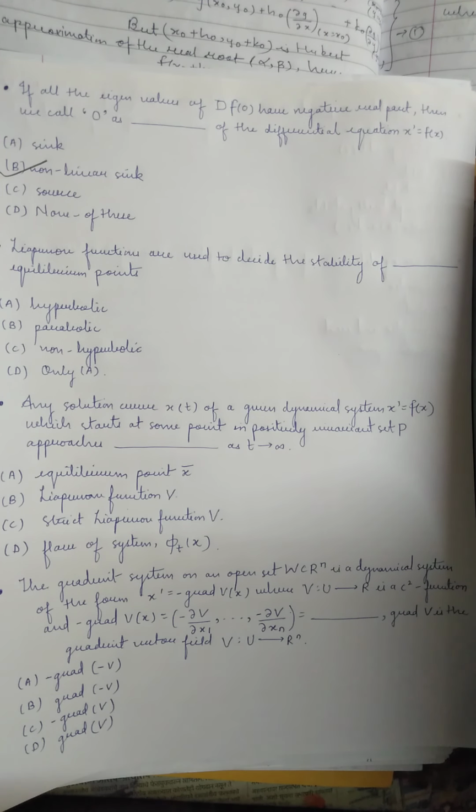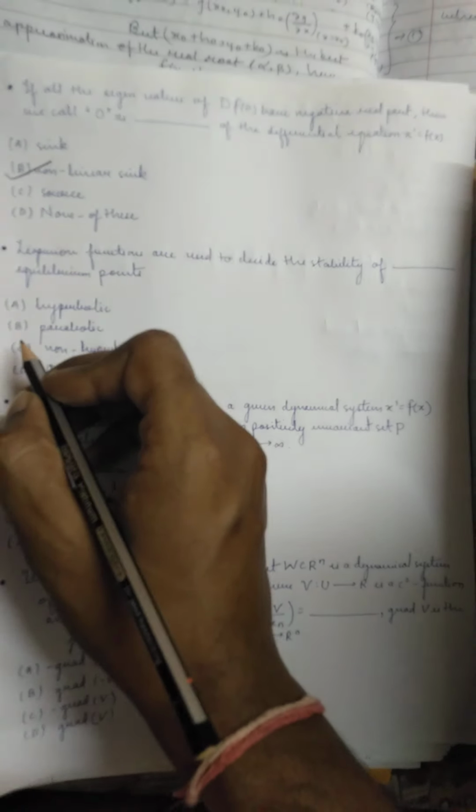Next, Lyapunov functions are used to decide the stability of dash equilibrium points: hyperbolic, parabolic, non-hyperbolic, or only A. Only A doesn't have any point, so the correct option over here is non-hyperbolic.